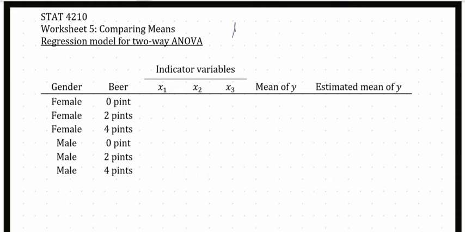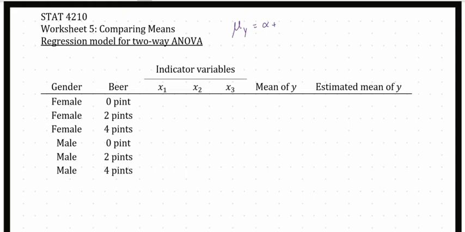So our model in the population would be mu sub y, the true mean, in this case attractiveness, is alpha plus something. So we have to create our indicator variables, and we're going to do that in this table here. Remember, we have two categorical variables, one for self-reported gender of the participants, and one for the amount of beer consumed, 0, 2, or 4 pints. Both males and females had opportunities to drink either 0, 2, or 4 pints, so we have 6 possible combinations of the two categorical variables.